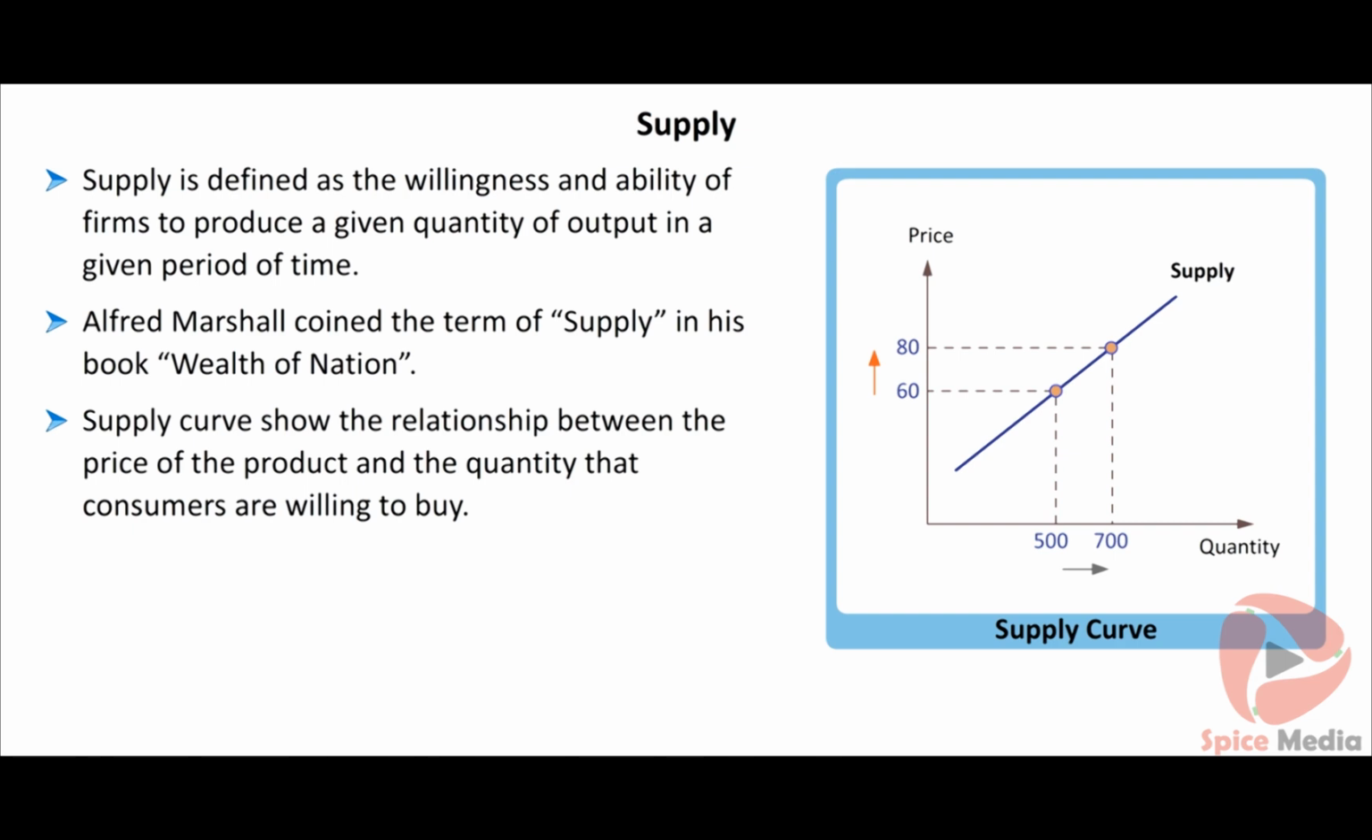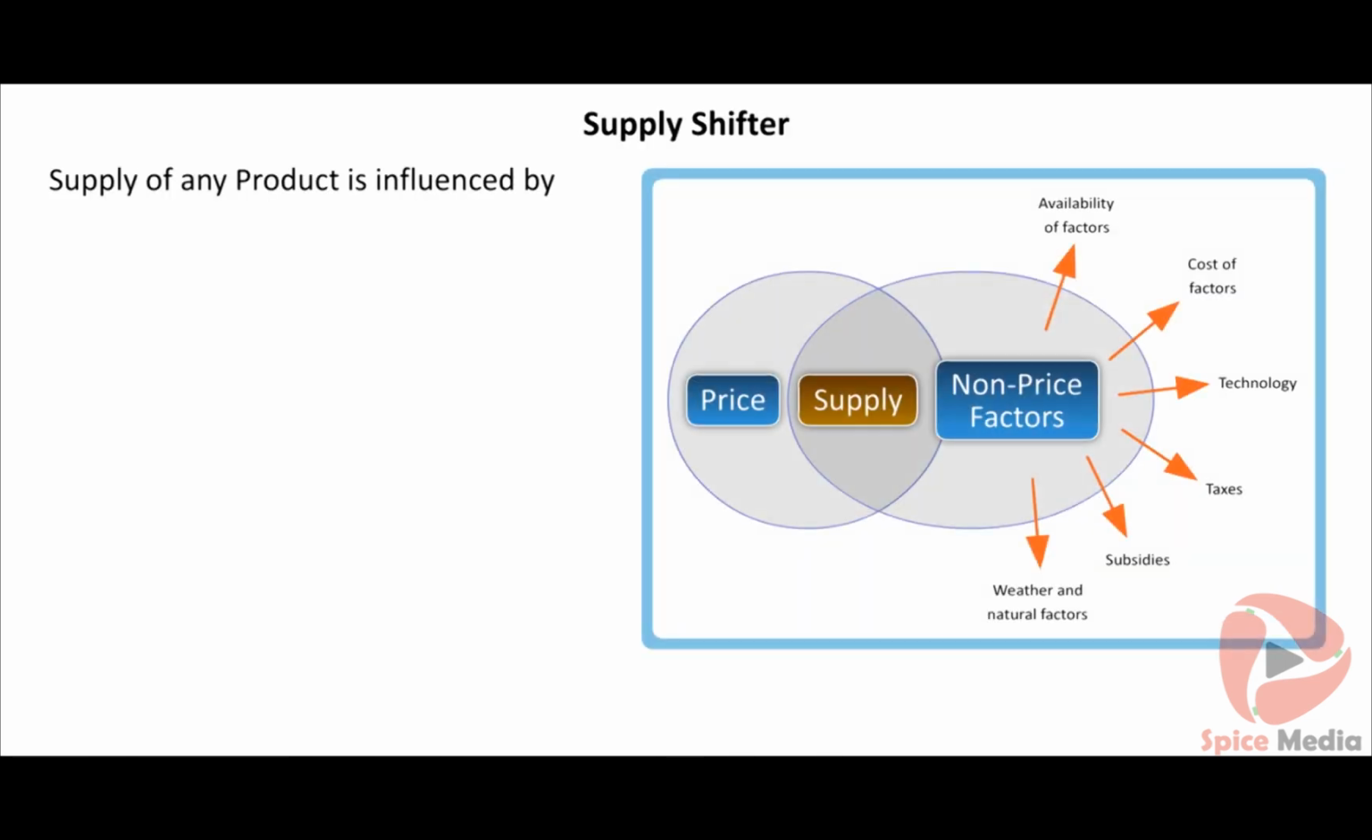Price of the commodity is measured on the y-axis and quantity is measured on the x-axis. Supply of product is influenced by price. This model assumes that price and quantity supplied are directly related. The availability of factors of production. The availability of factors of production such as labor or raw materials can affect the amount that can be produced and supplied.